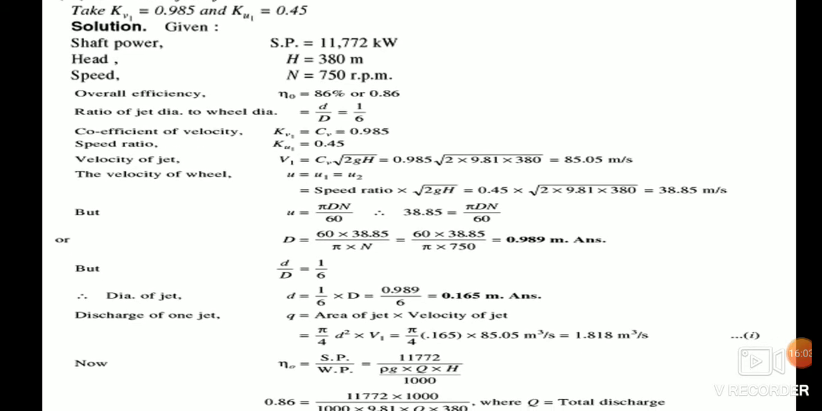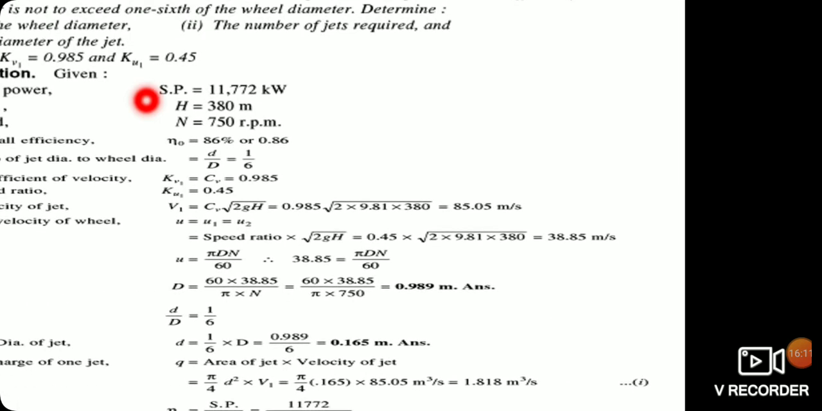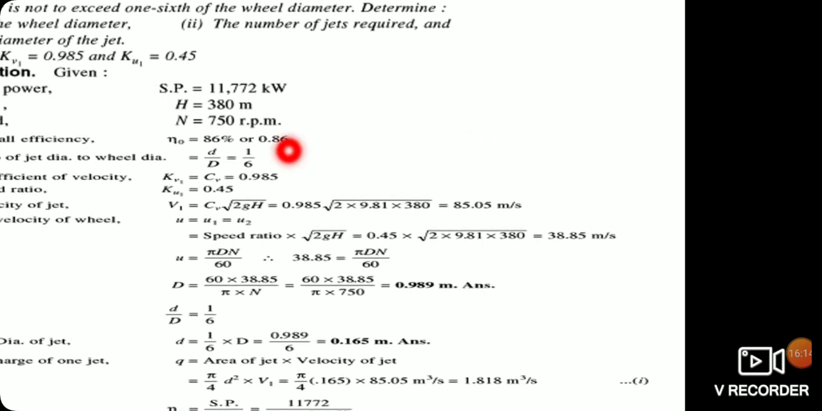Then the jet ratio d by D is equal to 1 by 6. Therefore we can say that small d is equal to D by 6. Then Cv is equal to 0.985, and here the speed ratio phi is equal to 0.45. So we know that V1, the velocity component at inlet, is equal to Cv into square root of 2gH, and it will become 0.985 into square root of 2 into 9.81 into 380. Already it is calculated. Here it is 85.05 meter per second.